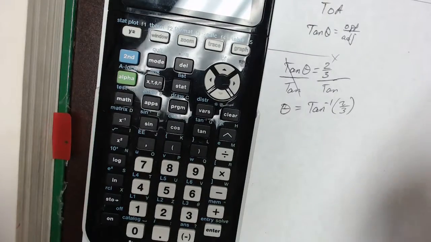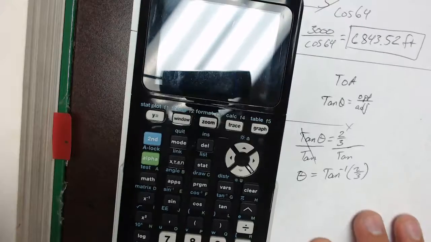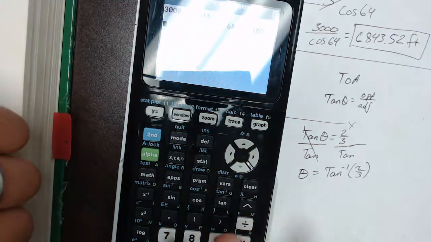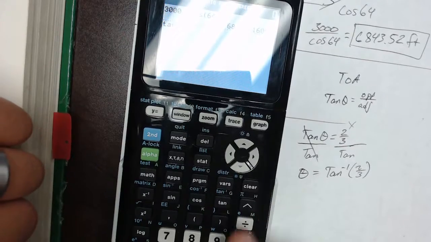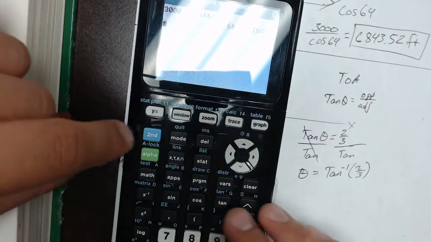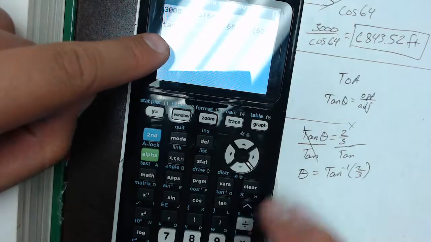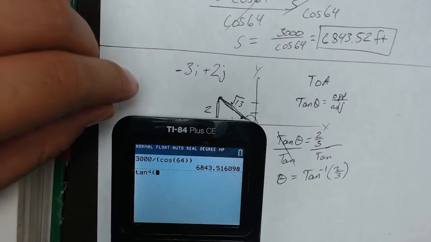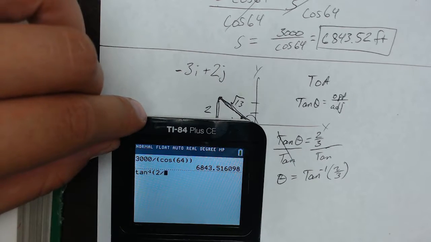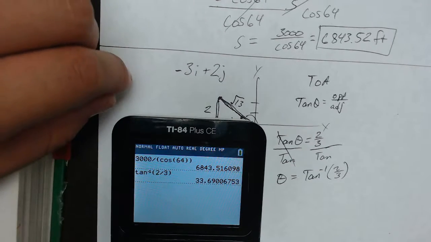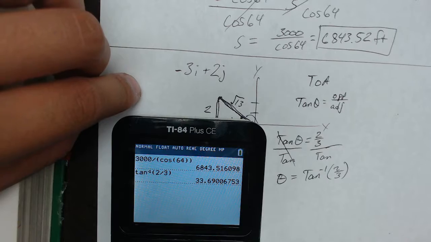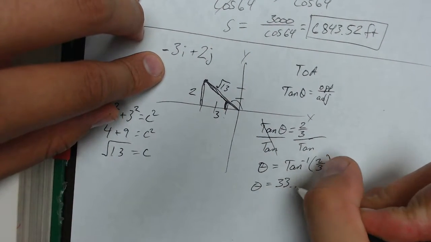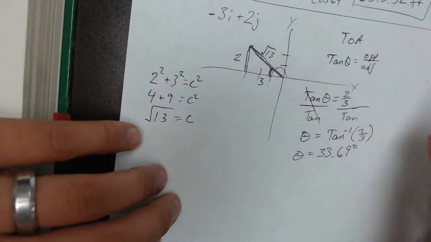So if you think that way, you've already set it up to get plugged into your calculator, and we just type in tangent. Oh, no, I'm sorry. Clear. We go tangent negative 1. Well, there's a glare. Really bad glare. Okay. So we take tangent negative 1 of 2 divided by 3 in parentheses, hit enter, 33.69. So theta equals 33.69 degrees.